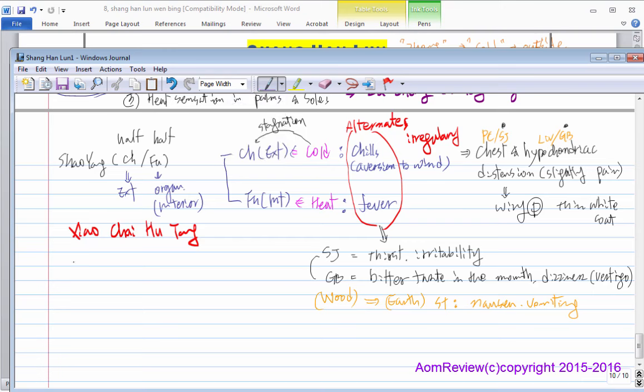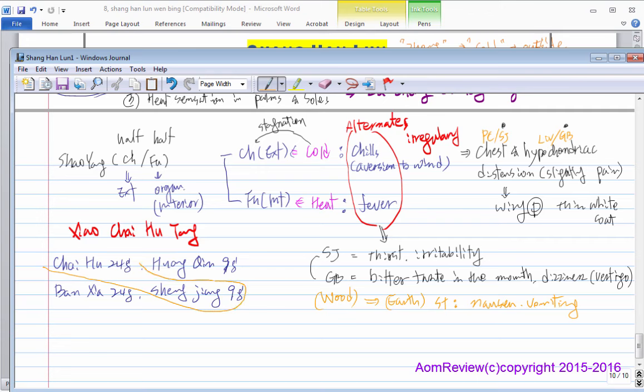And when you look at the Xiao Chai Hu Tang, Chai Hu is the king herb, 24 grams. And also Ban Xia, also 24 grams. And there's Huang Qin, 9 grams. And also there's Sheng Jiang, also 9 grams. When you look at this combination, you might realize something.